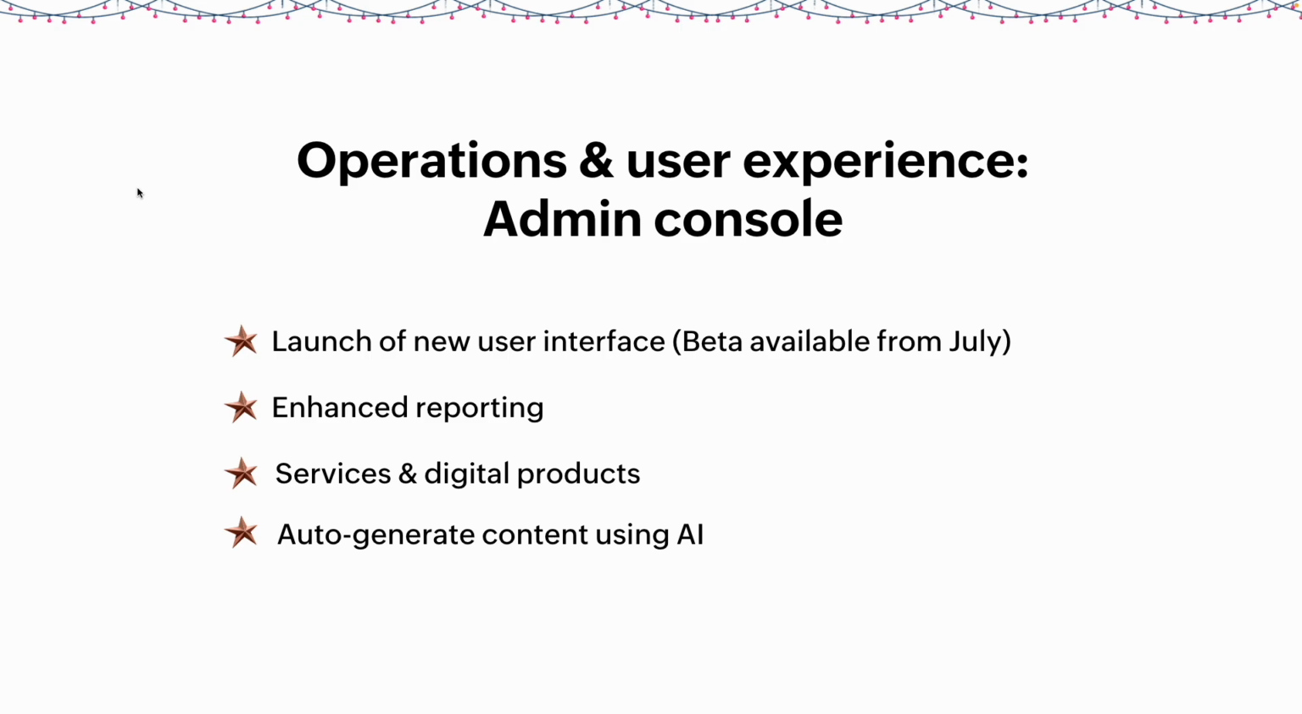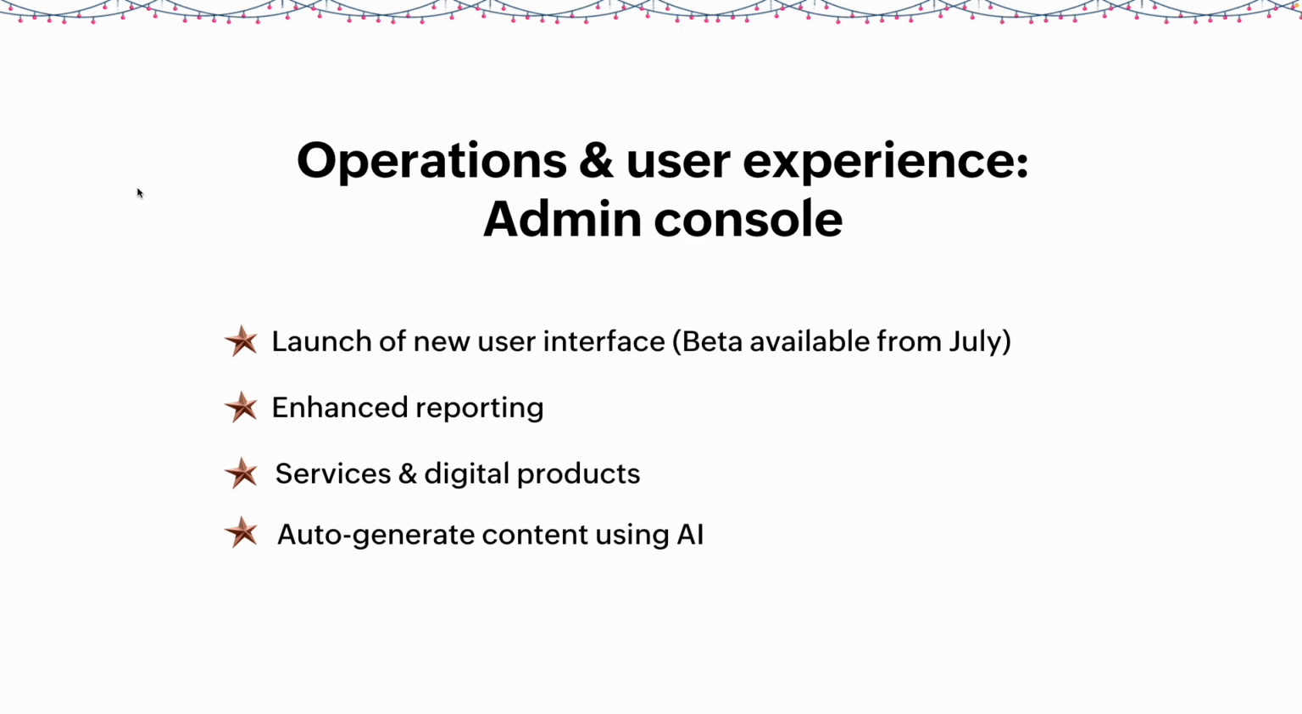So we are launching a new UI, which will be available for beta from July, which will be similar to our Zoho Books or the inventory UI. So that is something which is coming up. And we are also coming up with enhanced reporting. So all the reports that you see in inventory, you will be able to see it using Zoho Commerce.